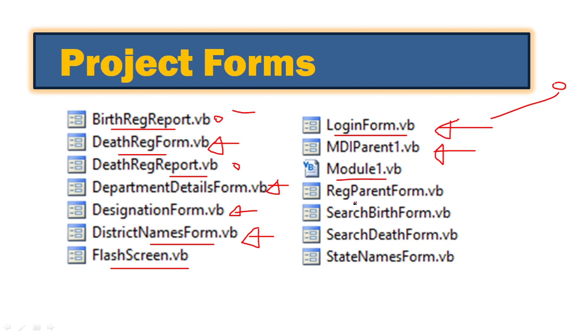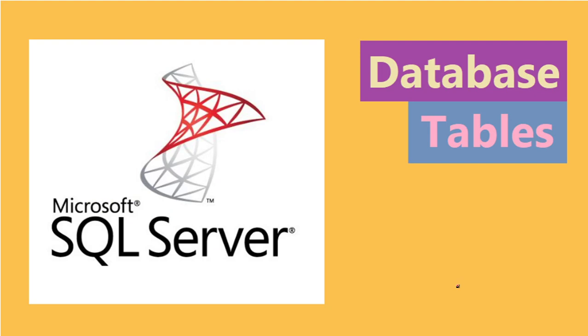Then, the registration parent form. Birth registration can be done through the parent. So this is the form. Search birth: you can search the birth certificate. Search death certificates: you can search for the death certificates. State names, district names. This baby, or the person who died, belongs to which state? So to register the states, we have this form, and via this form we can enter the state names.